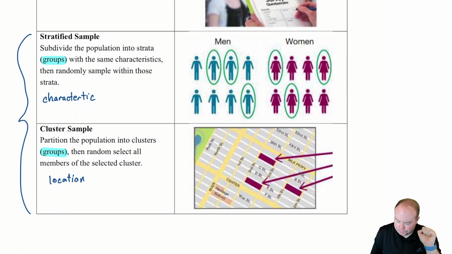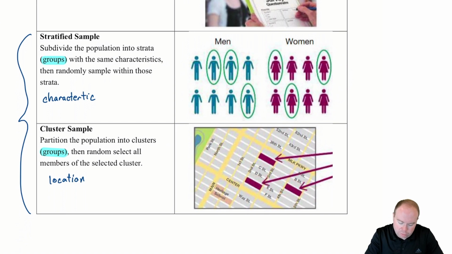Cluster is typically more based on geographic location. You partition the population into clusters, and then you randomly select all members of a selected cluster. So these are our 3 selected clusters, but technically we have another cluster if we were looking at just blocks. I think the notes had an example of a polling station: you would go to a polling station and then ask everyone in that polling station.